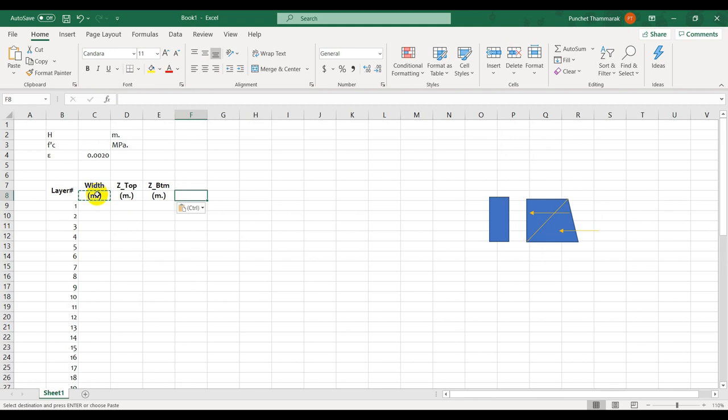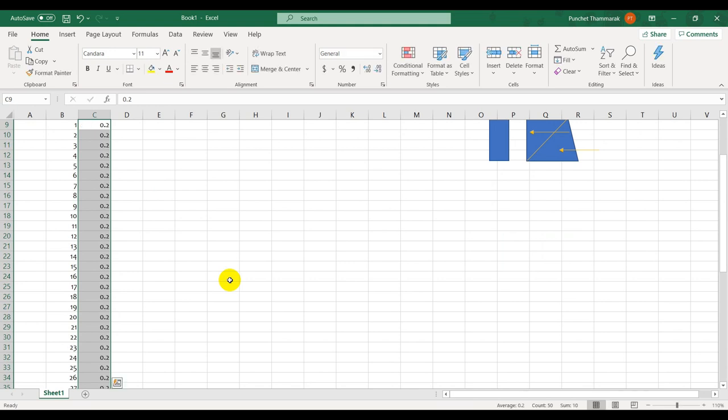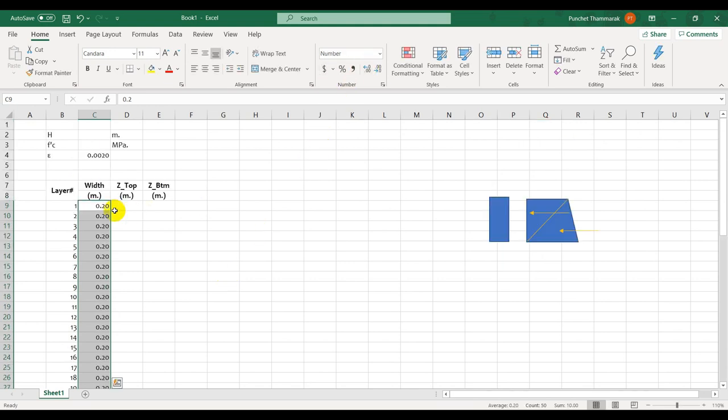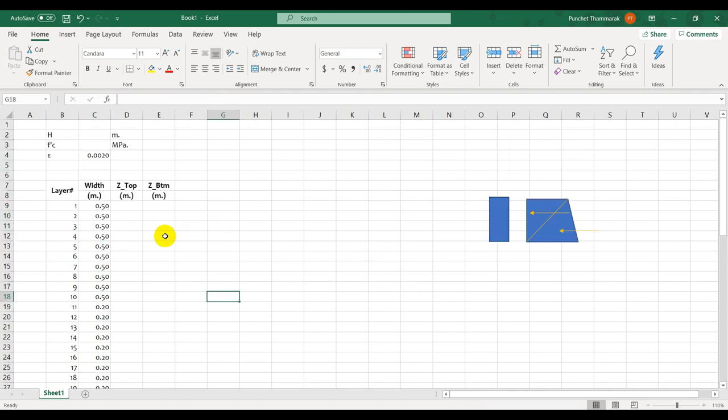But here, for the width, you can pre-assign the width. For example, if you have the I girder, this one can do. Or the shape like the triangular shape, you can use this one. Initially, we can use the width like 0.2 meters. Okay, so it is uniform. Or if you think this is not that great, then okay, 0.5. This turns out to be the T cross section.